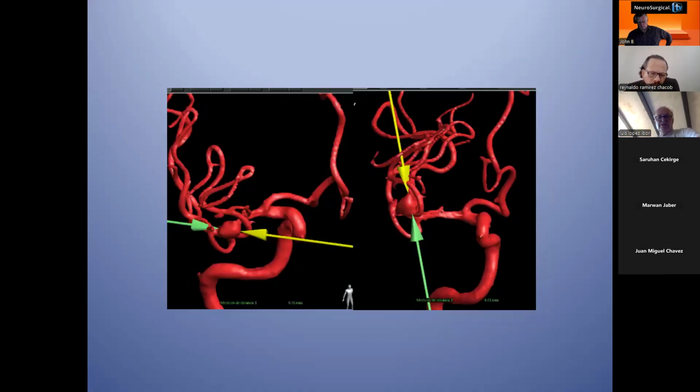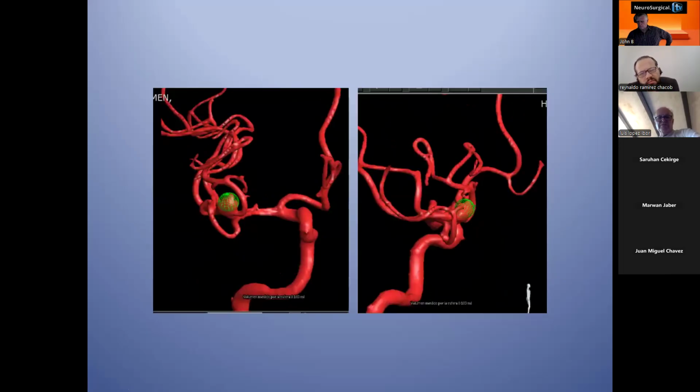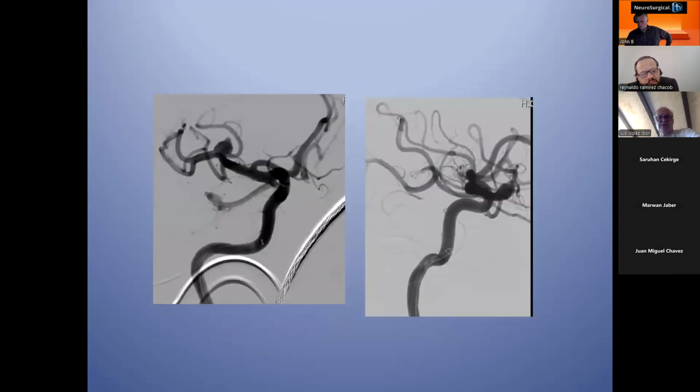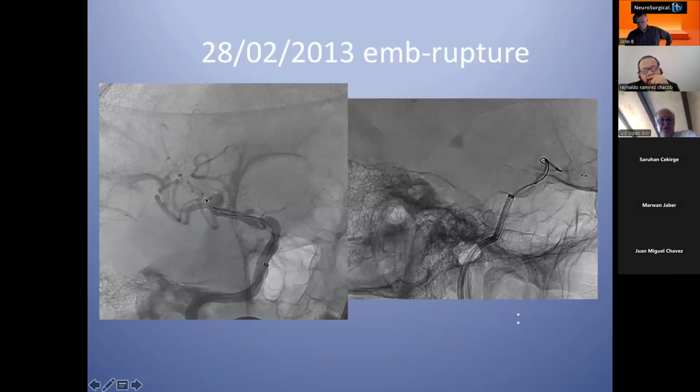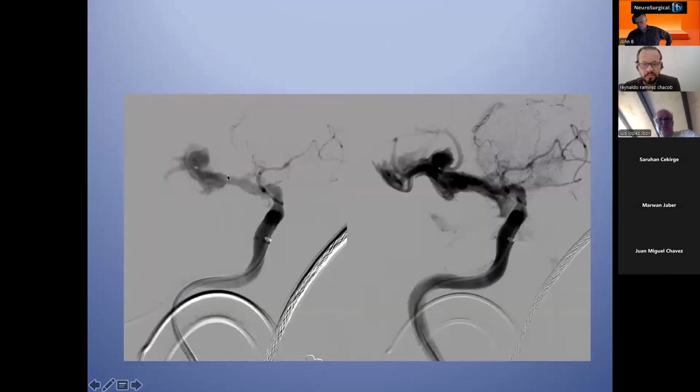This is to decide the length of the WEB. More projection. When the guide catheter, look, is here, the WEB comes here. This is the guide wire. The WEB went just to the initial part of the neck, and massive rupture.